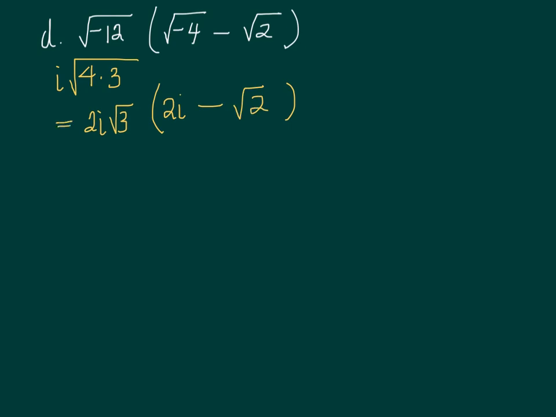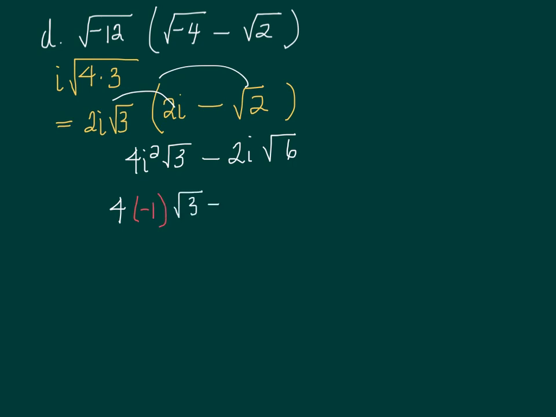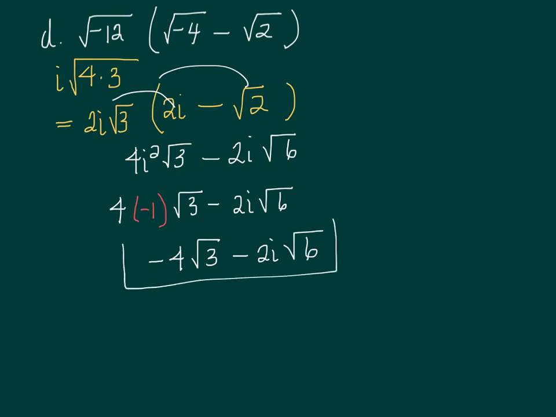Alright, so now I can distribute. 2i times 2i, that's 4i squared radical 3 minus 2i radical 6. And so there's that i squared. And so 4 times negative 1 is negative 4 radical 3 minus 2i radical 6. And then you're done.